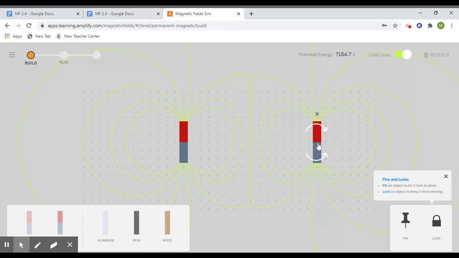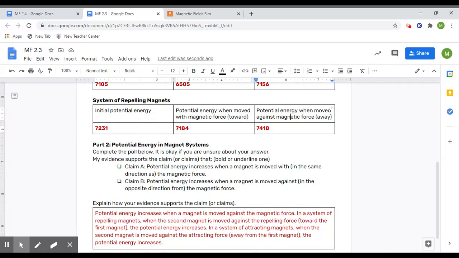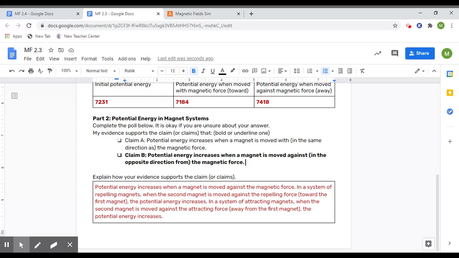And then when I go against the magnetic force, closer, and write this down, 7,418. And we can see again, when I move away from the magnetic force, I do get a higher amount of energy. So that would be claim B. Energy increases when a magnet is moved away from the magnetic force. And this is an example of what you could write.